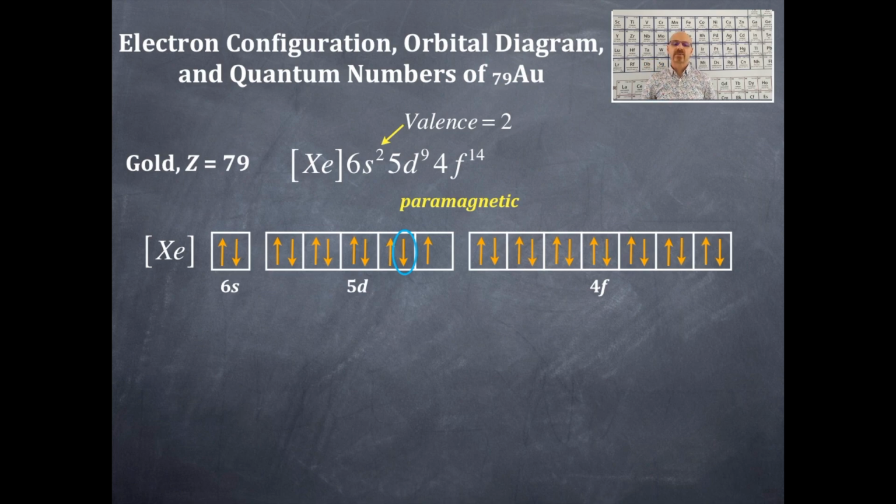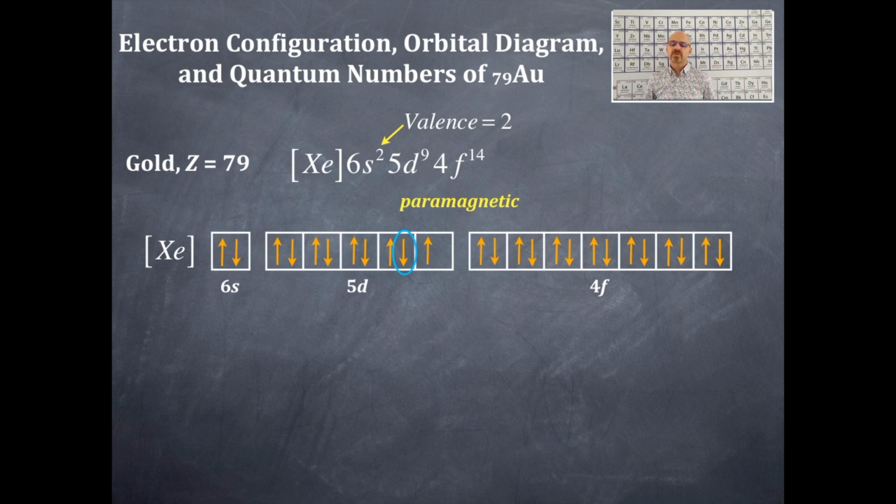Okay, now the M sub L value is the orientation along the 3D plane, XYZ axis. So you're going to label the boxes. The middle box is a 0. Then to the left of that is -1, -2. To the right of the 0 is +1, +2. Which box is this in? It's in the +1 box. So it's the M sub L of +1.